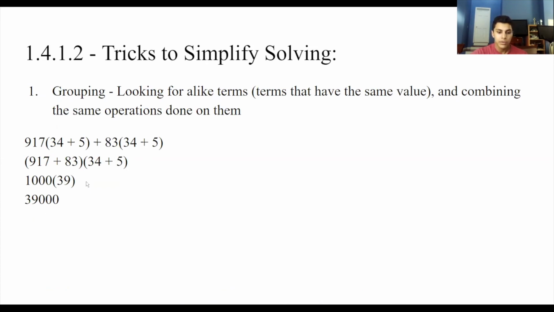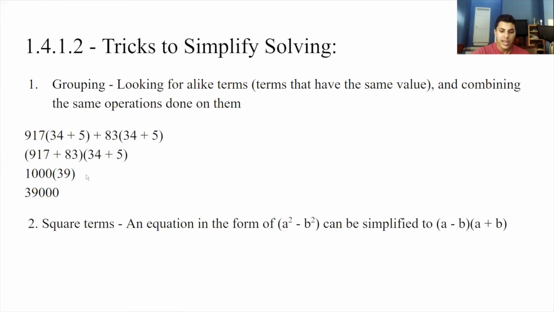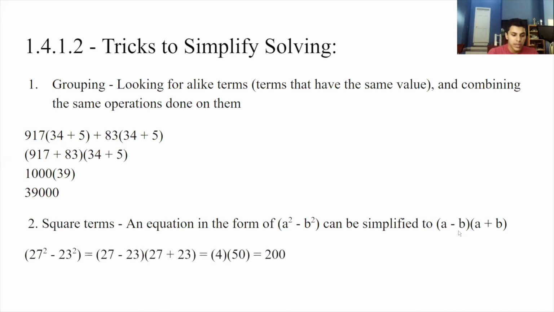And then we also talked about square terms, how when an equation has a squared minus b squared in it, so two numbers are being squared and one is being subtracted by the other, it can be simplified to a minus b times a plus b, or one number minus the other times that number plus the other. And then this was our example. When we have 27 squared minus 23 squared, it can be simplified to 27 minus 23 times 27 plus 23.